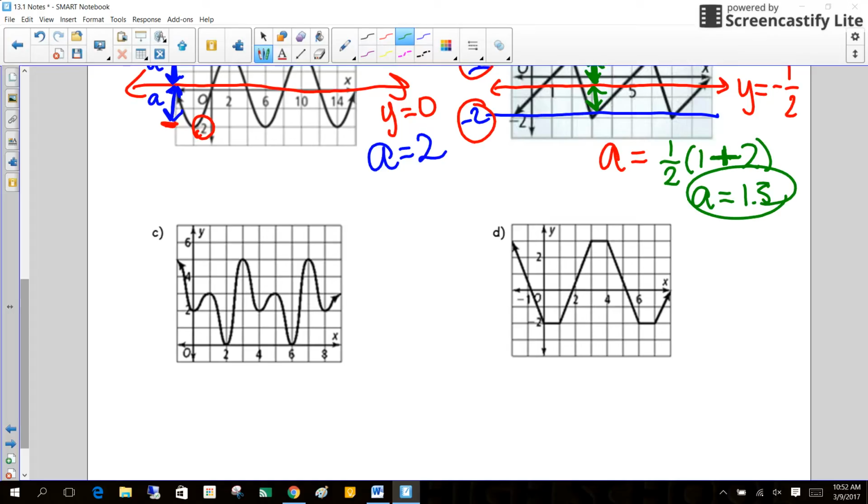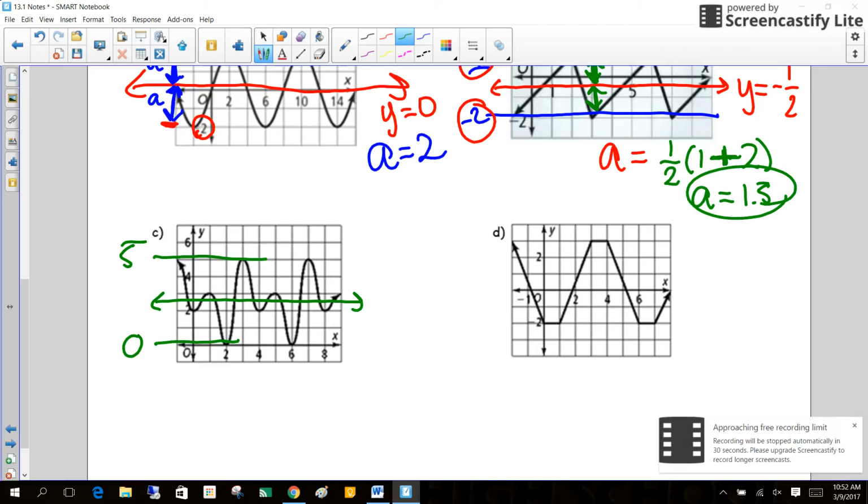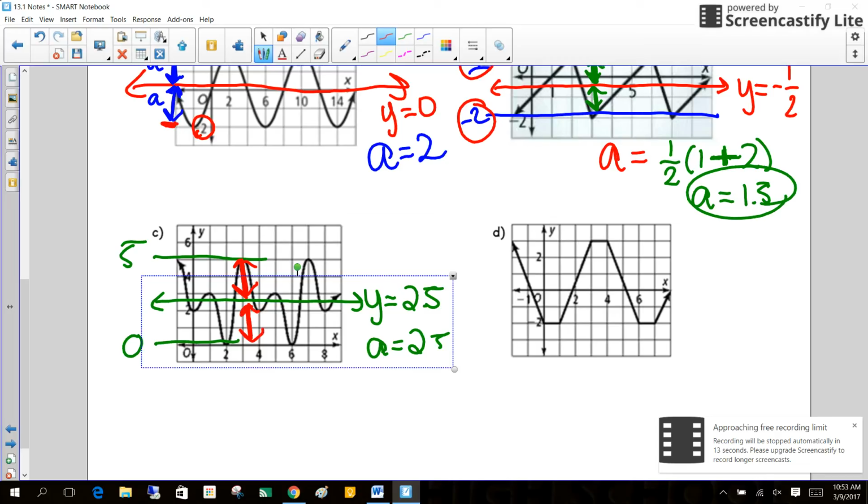For C, this graph looks a little more funky, but it's the same process. So you have a maximum up here at 5, you have a minimum down here at 0. Halfway between those would be at 2.5. So that's my midline, y equals 2.5. And then that will also actually be my amplitude, because we have that distance between the max and the midline. So why don't you guys look at D? I want the equation of the midline, and I want the amplitude of the function.